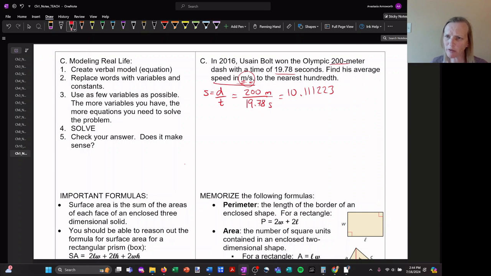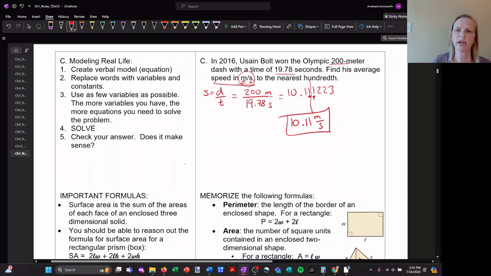So I want to round off my answer about here. When you round, if this number is 5 or higher, you bump this number up. If the number after the cutoff point is 4 or less, you keep this number as it is. So I'm going to write this as 10.11 meters per second.